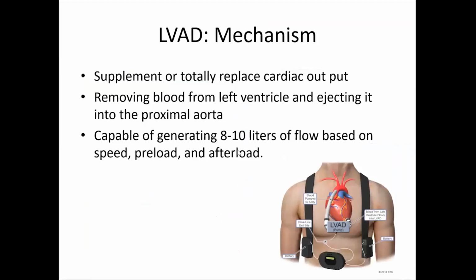So basically, the LVAD is a pump that sits either in the pericardium or in a pocket, and the inflow cannula is in the LV. The outflow cannula is in the ascending aorta, and it takes the blood from the LV, goes to the pump, and ejects it into the ascending aorta. It can give you up to 8 to 10 liters of flow based on the speed, preload, and afterload.